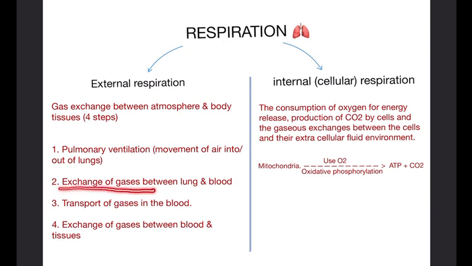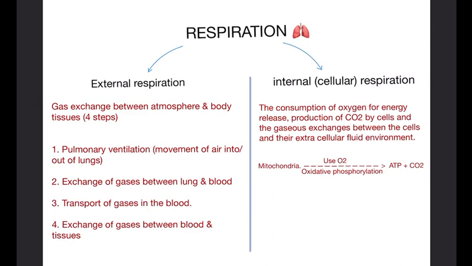Next, we have the exchange of gases between lung and blood. This normal exchange of gases is also controlled by external respiration. Then there is the transport of gases in the blood. Oxygen is transported by combining with the heme molecules of hemoglobin, and carbon dioxide is combined with water to form carbonic acid, and thus carbon dioxide is also transported in the blood.